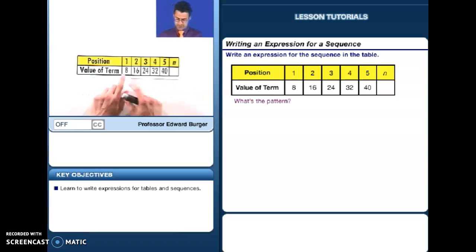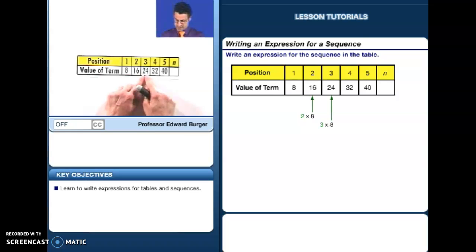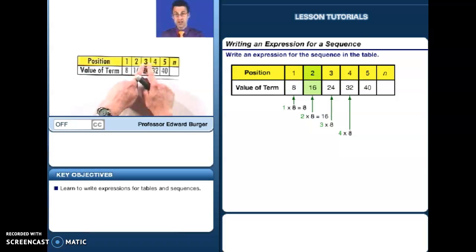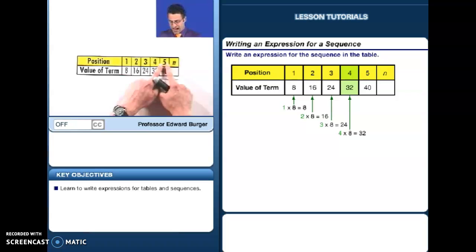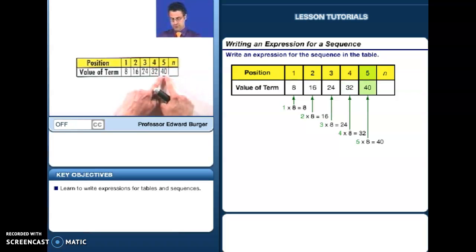Well, let's take a look. First I see 8, then I see 8 plus 8. So I see 2 times 8, and this is actually 3 times 8. This is 4 times 8. Now wait a minute, check out the position. Look at it. If I take 1 times 8, I get 8. If I take 2 times 8, I get 16. If I take 3 times 8, I get 24. This is so cool. It's like a magic thing, isn't it? If I take 4 times 8, I get 32. This is working. If I take 5 times 8, I get 40.